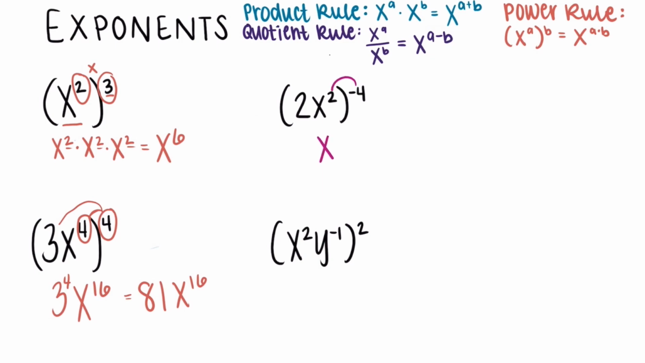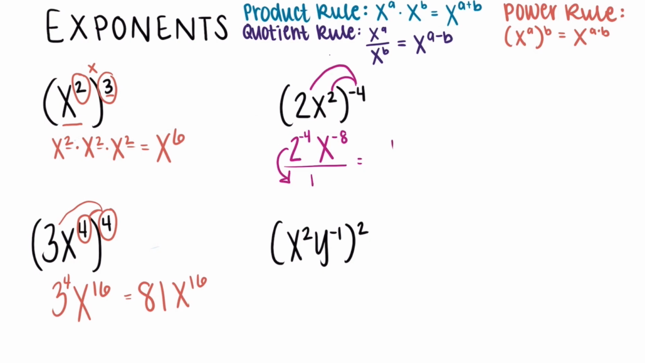Let's look at another example. This time we have a negative, so that gets us x to the negative 8. We also have to distribute it onto our 2, which we could put in our calculator, 2 to the negative 4, and it would give you the decimal version of it. Or we can remember how to deal with those negative exponents.